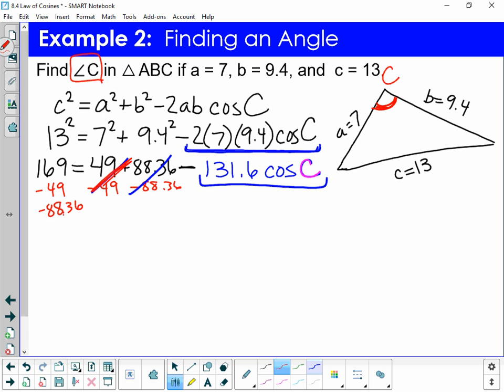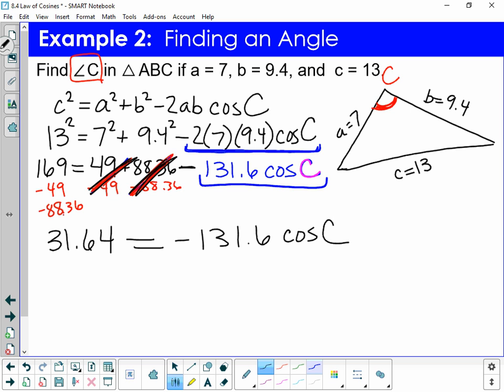So these we are going to move to the other side. On the left-hand side now, we have 169 subtract 49 subtract 88.36, and we have 31.64. Again, these are not there anymore. We have negative 131.6 cosine C. Don't lose the negative. That is part of it as well. So now we've got this negative 131.6 times cosine C. We can divide that out because it's multiplied by the cosine. So we'll divide.